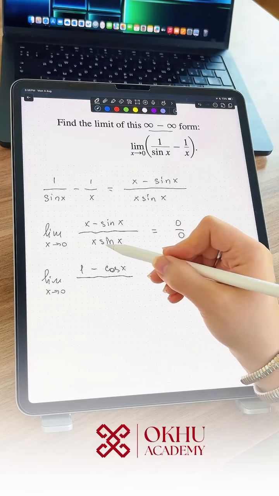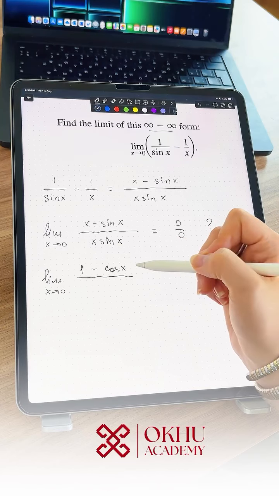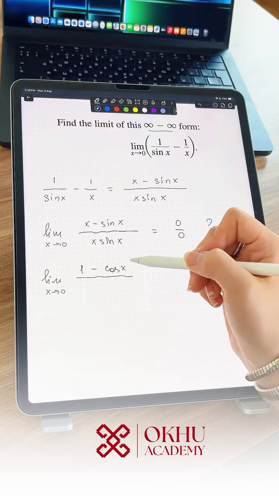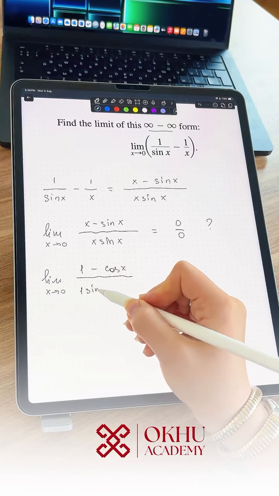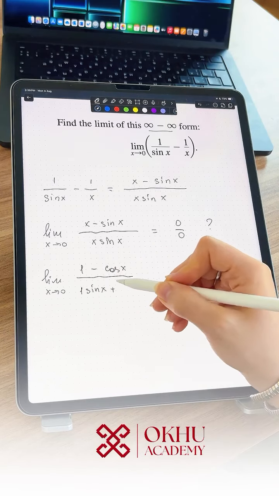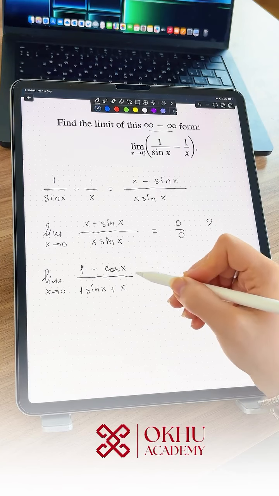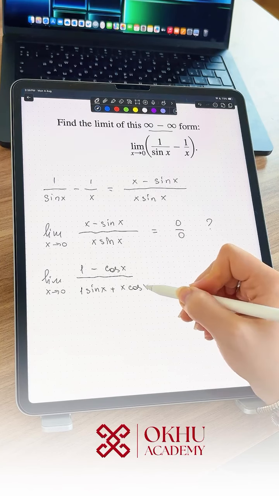In the denominator, we have the product of two functions. So basically, I have to go for the product rule. The derivative of the first function is 1, the second one remains all the same. I have to add: the first one remains, and the derivative of sine x is going to give us cosine x.